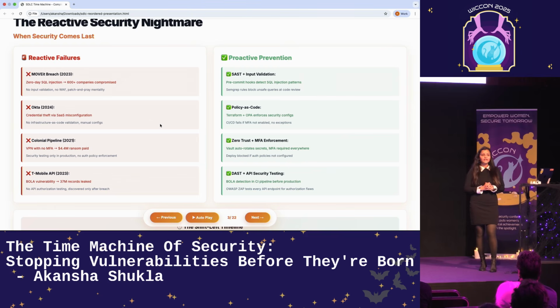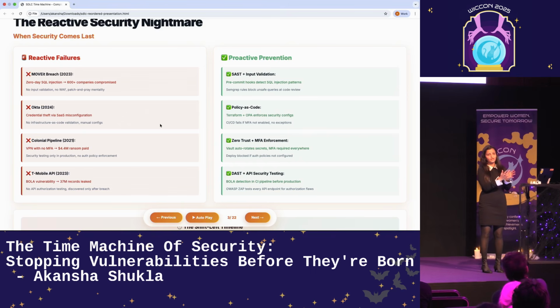Then definitely, if you have policy as code, you will be able to make it happen that your deployment gets broken. Your CI/CD pipeline will be broken, and then you will know what exactly happened: you don't have multi-factor authentication implemented, or some kind of authorization measures were missing. So if you take these kinds of proactive measures, definitely things will happen.